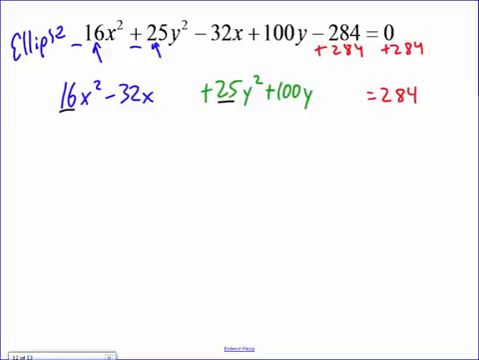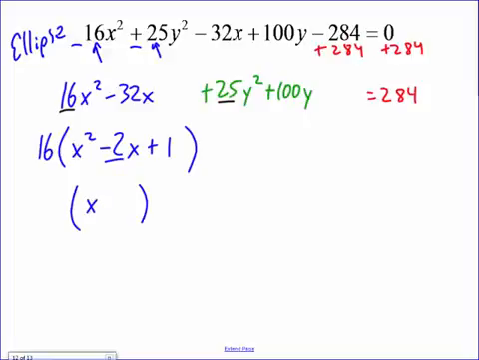So what I'm going to do is factor this 16 out. And inside I'm going to have x squared minus 2x. And I'm going to complete that square after I factor that 16 out. So what would I get? Remember, we take half of negative 2, which is negative 1, and we square that to get positive 1. So I'm going to write my factored form here. So it's really going to be (x minus 1), right, because half of negative 2 was negative 1, squared. And that 16 is out front still.